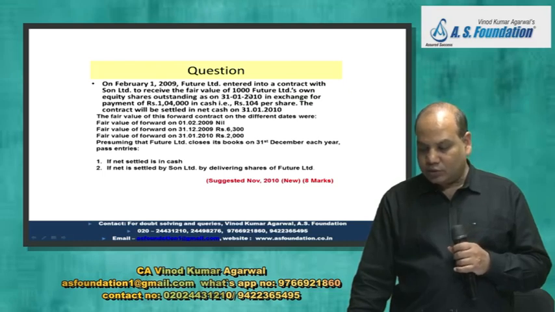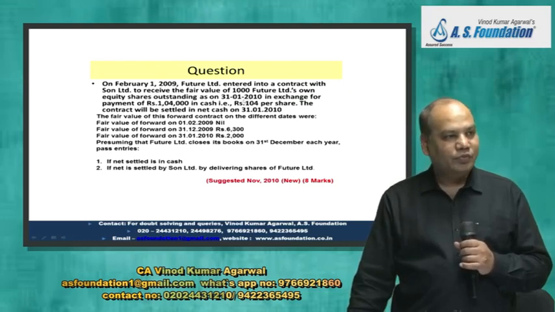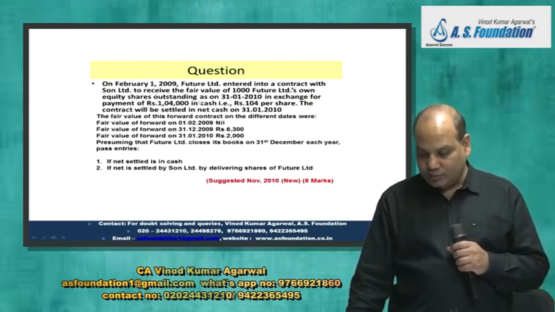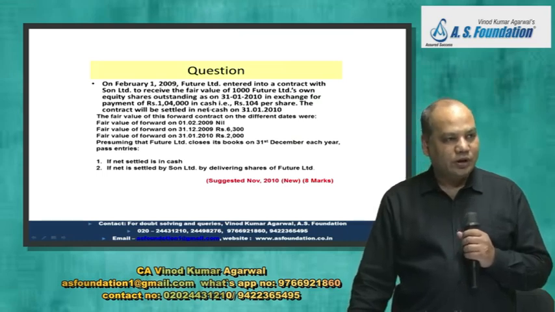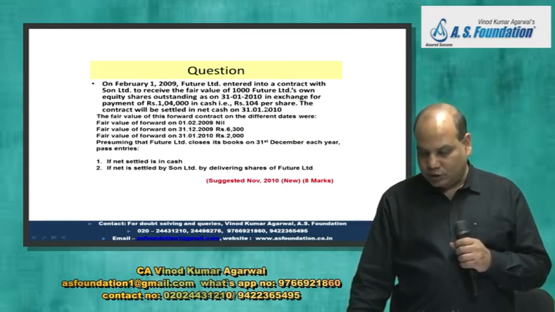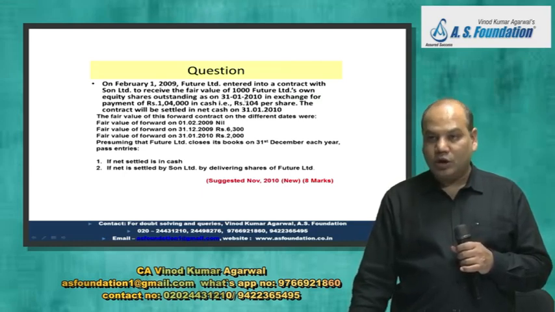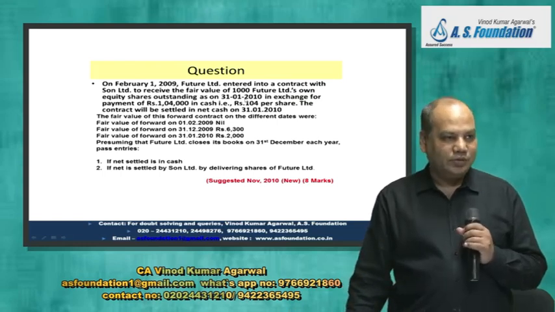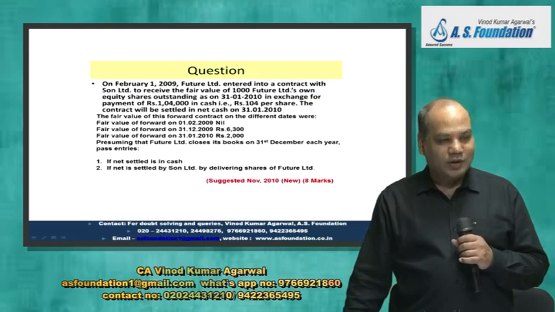So it is a contract to buy your own share. 1000 own shares in exchange for payment of rupees 1,04,000 in cash. That is rupees 104 per share. So it's a contract to buy a fixed number of own shares against a fixed amount of cash. But read the next line.